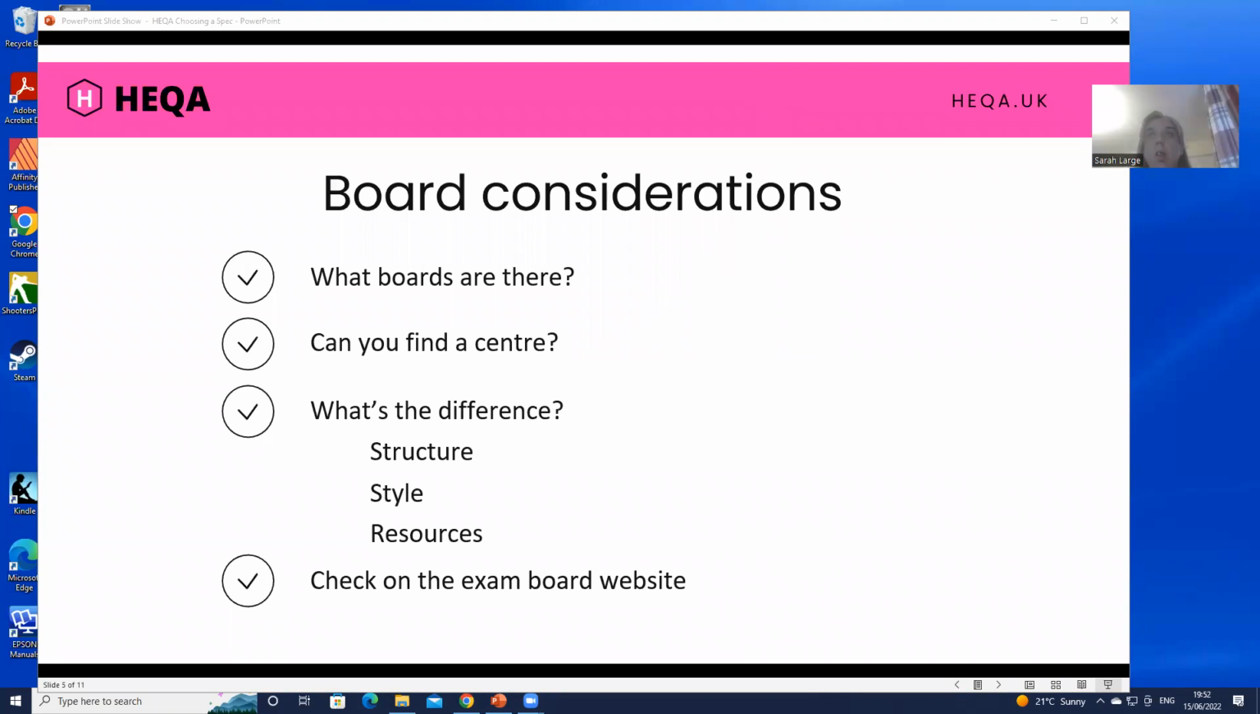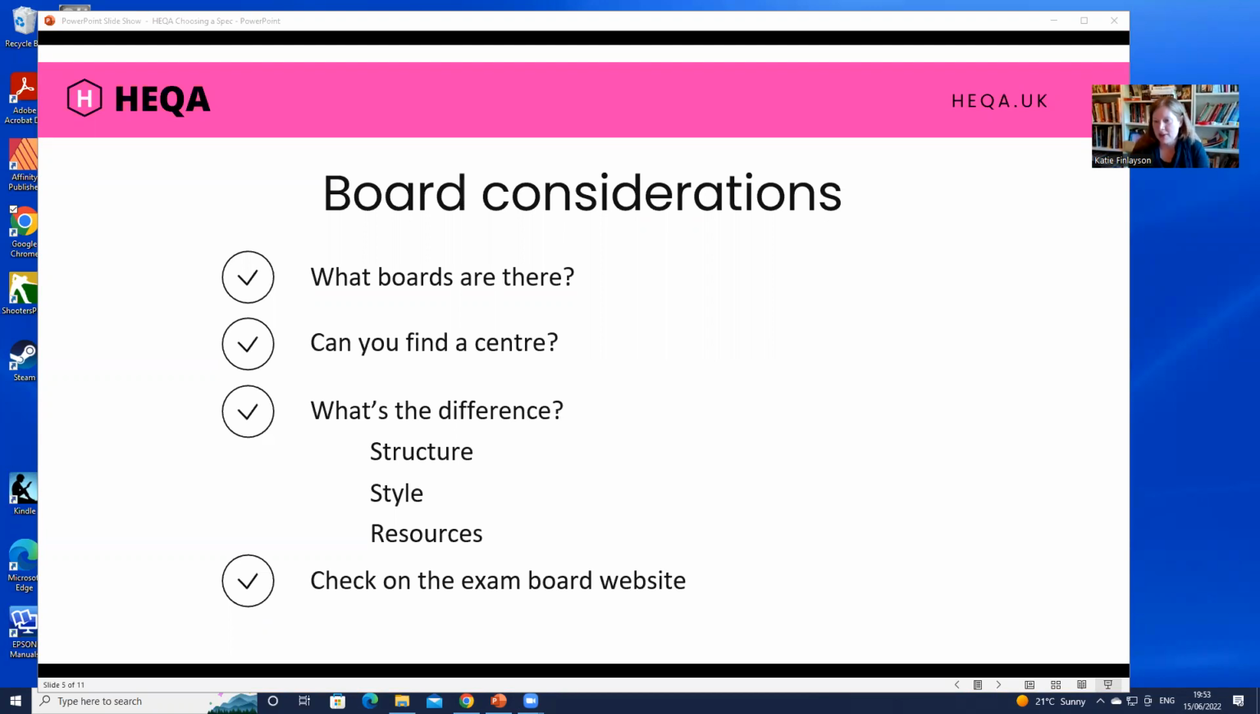Okay, so let's assume you've picked what subjects you're interested in. Don't be 100% sure on them yet, because we've got some more things to look at. So now you need to choose which board. What an exam board is, they are the company that writes the exam, decides what's going to be in it and what the format of the exam is.